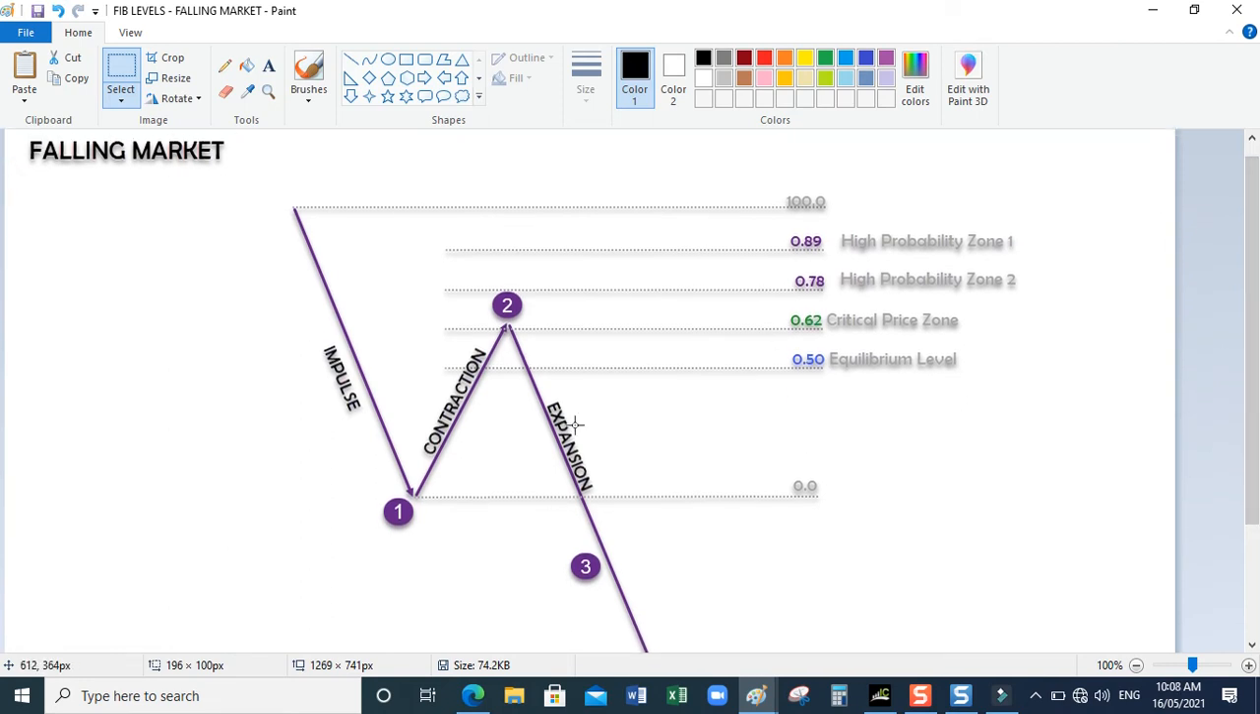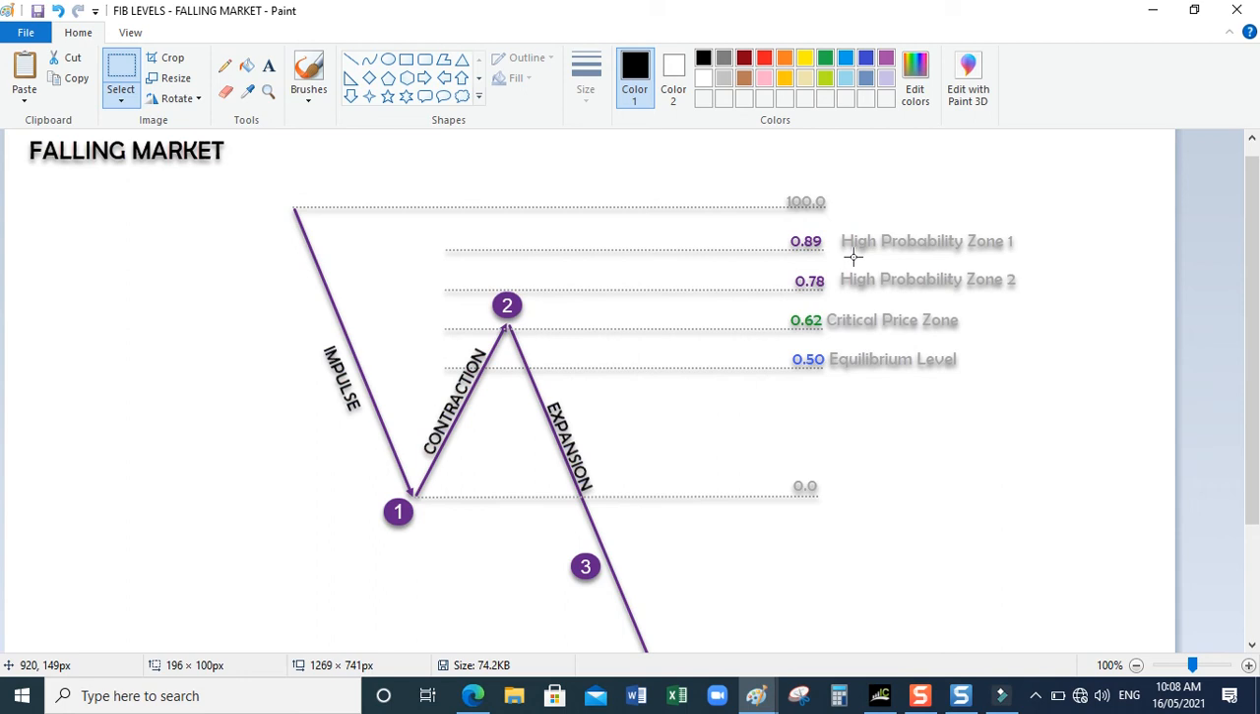You see here, market price will initially touch the 50 equilibrium level. Then if it could not retrace downward, it goes to 62, which is the critical price zone. If it could not return from that zone, then you are aiming for price to get through the high probability zone 1 and zone 2, which is 78 and 89.